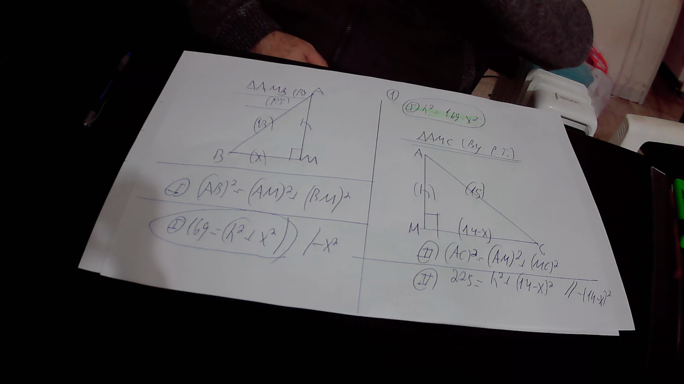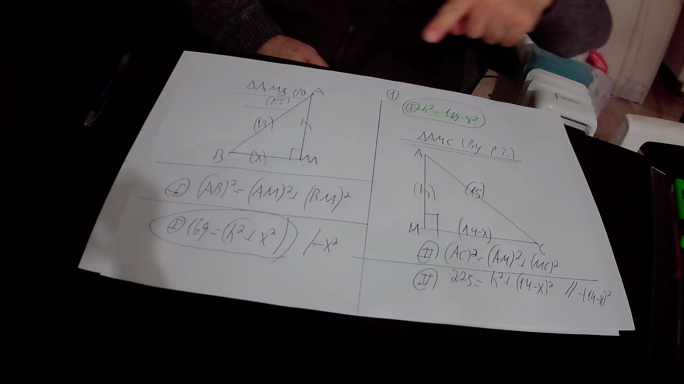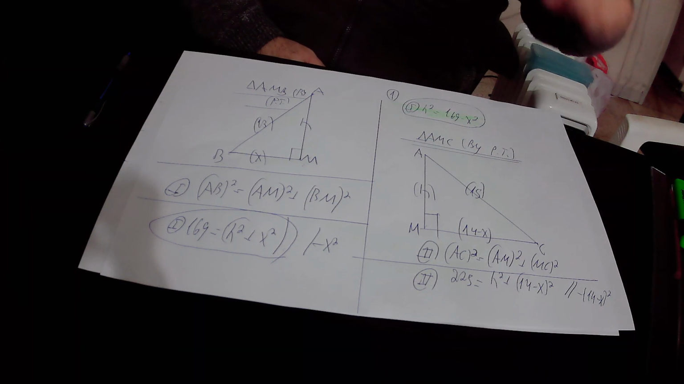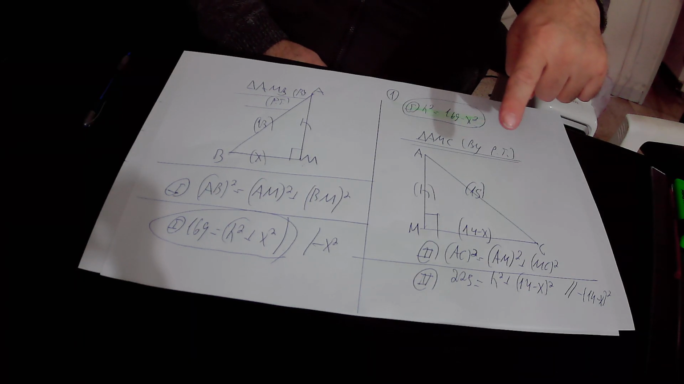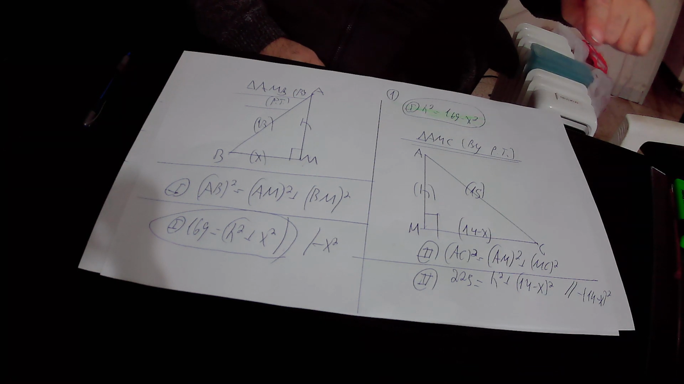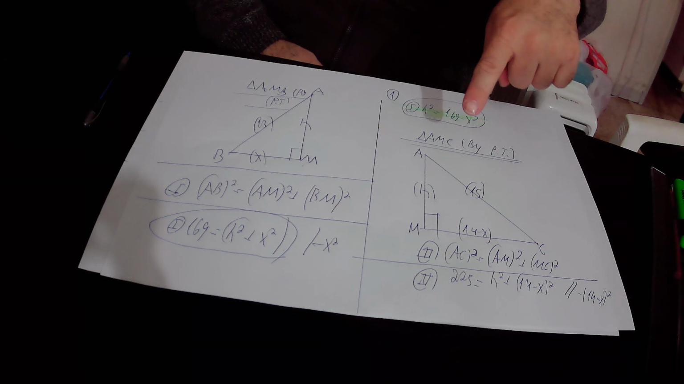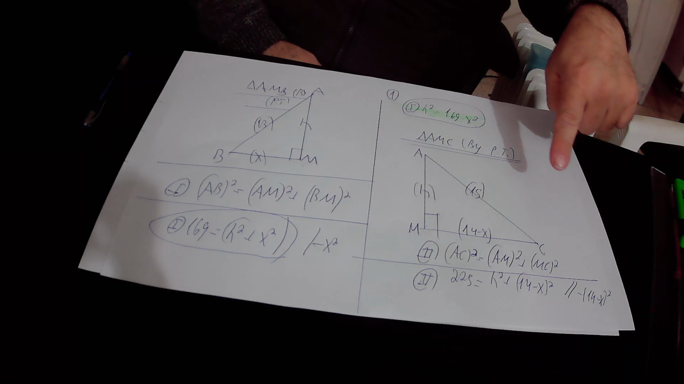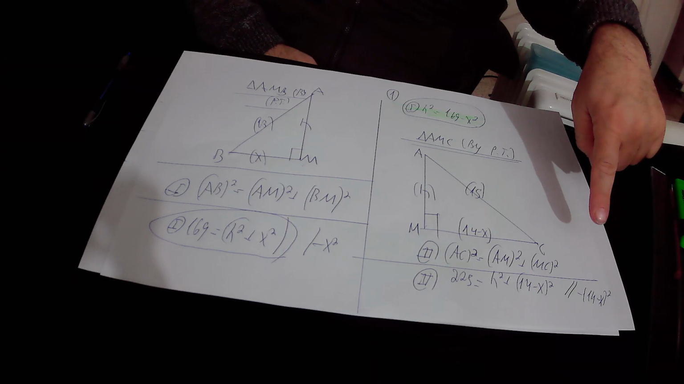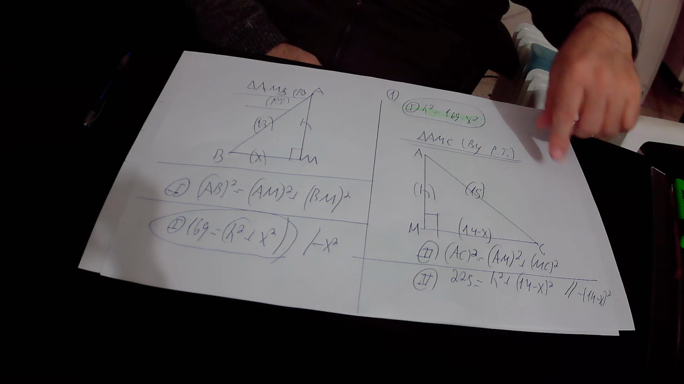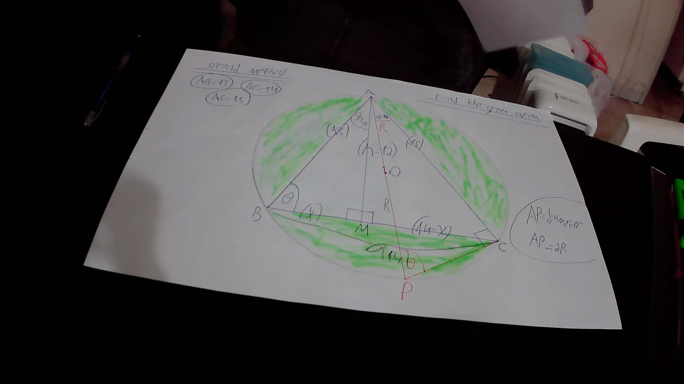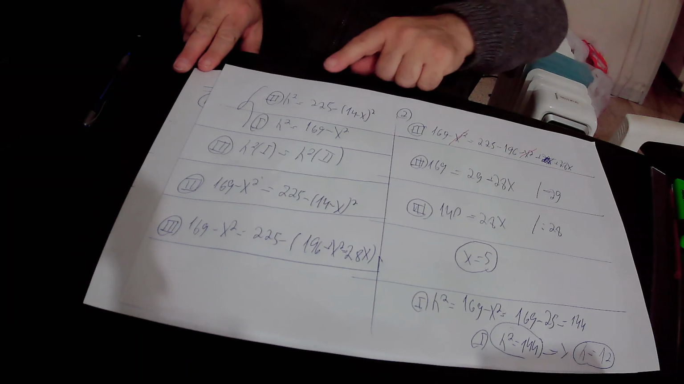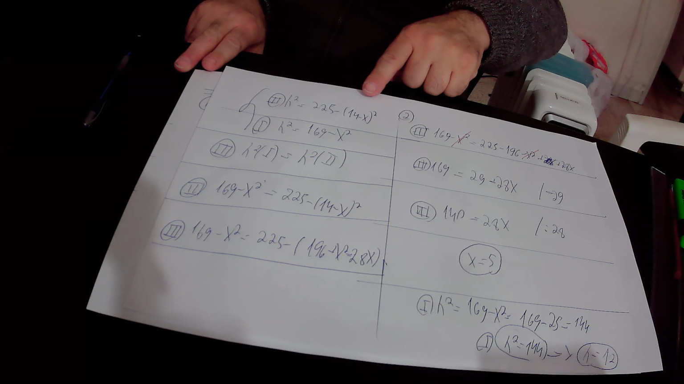In this right triangle AMC according to the Pythagoras theorem, AC squared equals AM squared plus MC squared. So AC is 15, therefore AC squared is 15 squared, that is 225, and it equals AM squared, which is H squared, plus MC squared. MC is 14 minus X, therefore MC squared is (14 minus X) squared. Here we subtracted (14 minus X) squared from this equation number 2. And finally we found that according to equation number 2, H squared equals 225 minus (14 minus X) squared.